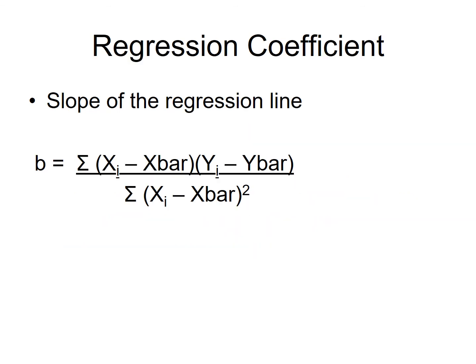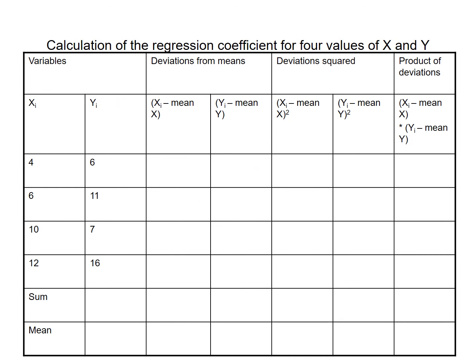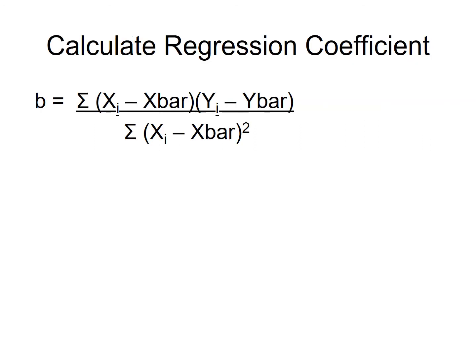Here's the regression coefficient, which determines the slope of the regression line. Hopefully you did this in stats class. If we calculate the regression coefficient for 4 values of x and y, and you decide to email this to me, I will give you extra credit for calculating the deviations by filling in this table. And then here's how to calculate regression coefficients.